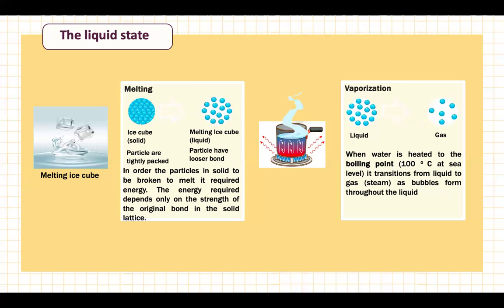Let's look into vaporization. Vaporization is the changing of a liquid to a gas. This requires energy because the bonds between the particles, which are close together in the liquid, need to be broken. The particles must also be given enough energy to be separated by considerable distances. For example, when water is heated to its boiling point, 100 Celsius at sea level, it transitions from liquid to gas, steam, as bubbles form throughout the liquid.